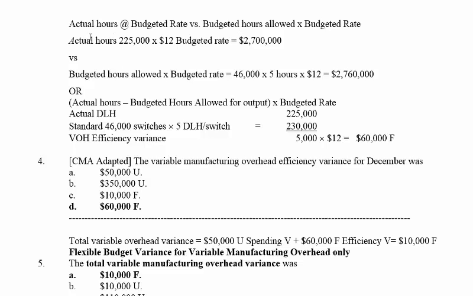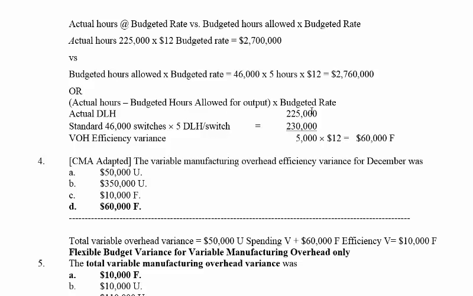Our actual hours is 225,000 times that $12 budgeted rate for variable overhead. We would calculate $2.7 million versus budgeted hours allowed times the budgeted rate. So 46,000 units were actually produced at 5 hours each allowed times the budgeted rate of $12 per hour for the variable overhead would give us $2,760,000. So we are talking a $60,000 difference, and it's favorable.